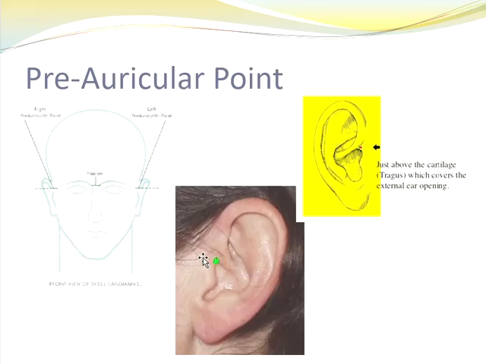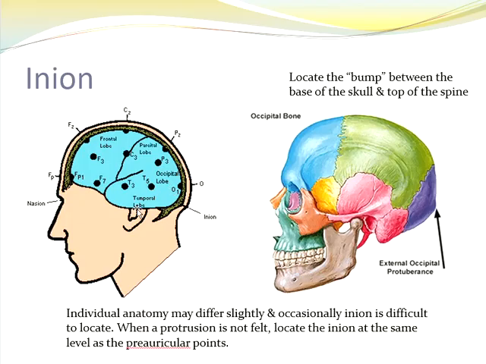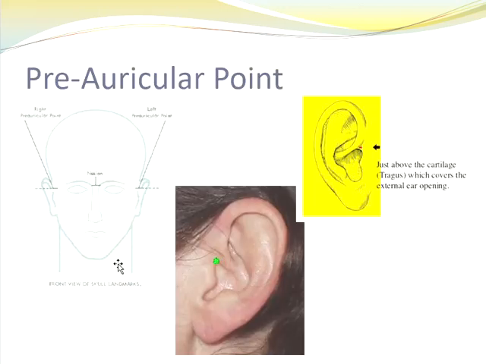Fairly easy to find. Once you've found your preauricular point, and if you're having trouble finding your Inion, oftentimes the Inion is at about the same level as the preauricular points if you're looking at the skull. Not a hard and fast rule, but if you absolutely are having difficulty finding the Inion, that's a trick you can try: find the preauricular points and then trace back, and it's very similar to about that same level.